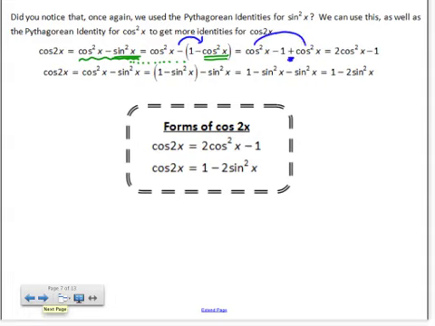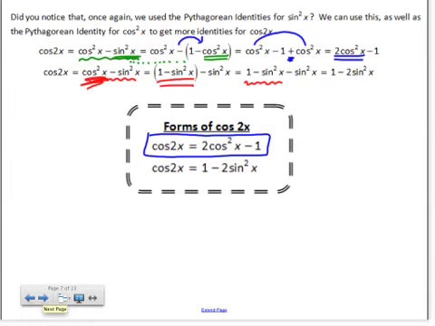Look at that! We've got 2 things that we can add together, and that becomes 2 cosine squared x minus 1. That is pretty nifty. Sometimes you need to know that one, okay? And another one is if I replace the cosine squared x with 1 minus sine squared x, I can go ahead and subtract sine squared x from sine squared x and get minus 2 sine squared x, so I have 1 minus 2 sine squared x.